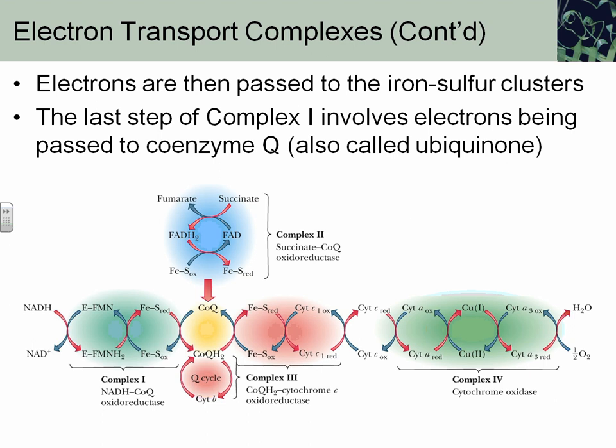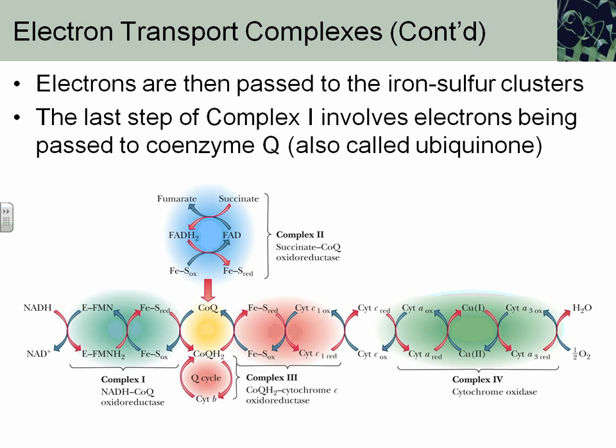We are releasing an energy buildup each time we go through one of these oxidation reduction steps. Notice complex 2 is here at the top. It's at a slightly different place of the inner membrane of the mitochondria. This is why the FADH2 production in the citric acid cycle is important.